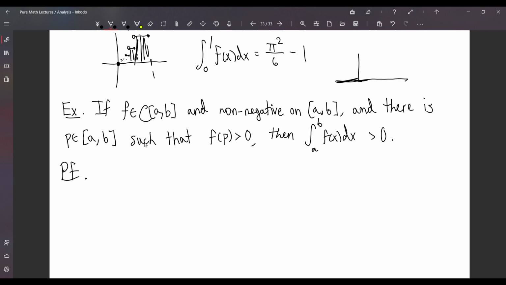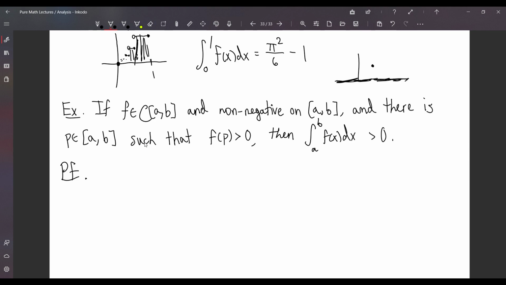Let's say it's equal to 0 everywhere except for some point, where it's equal to 1. This is Riemann integrable. It's not continuous, and its integral would be 0, even though it has this positive point. But this is saying that if our function is continuous and there's a positive point, then the integral also has to be positive. So let's see roughly why this is true.